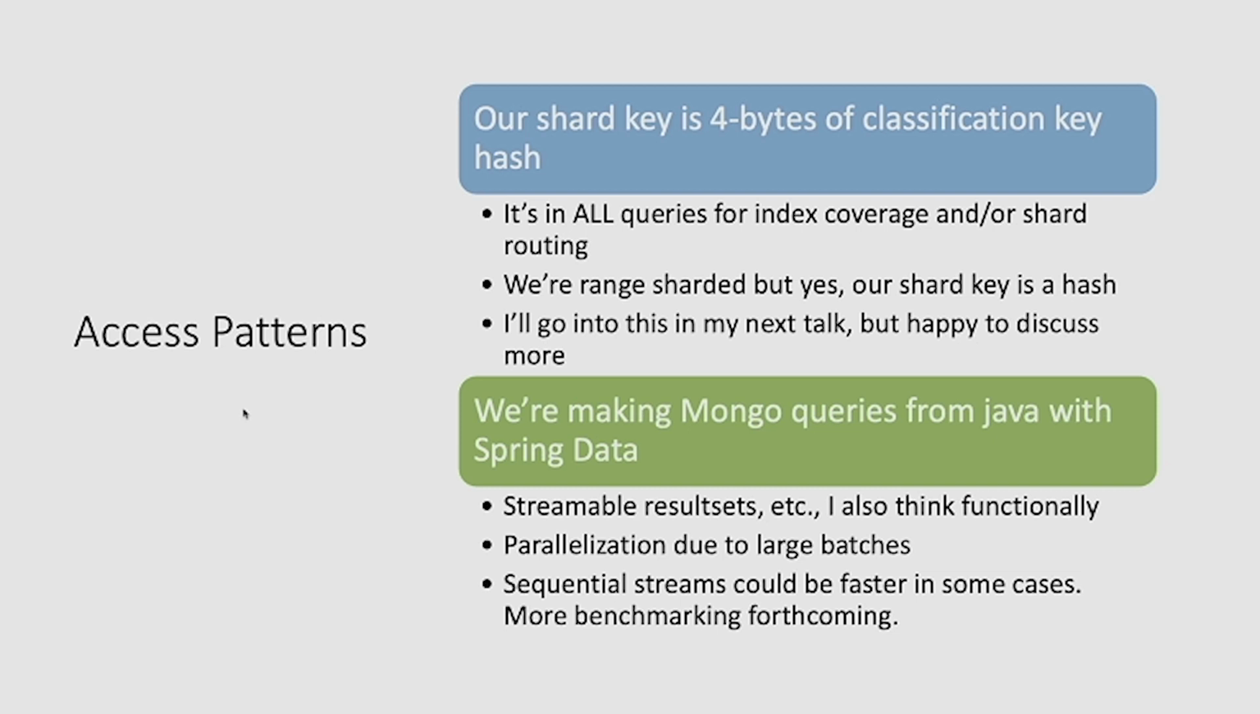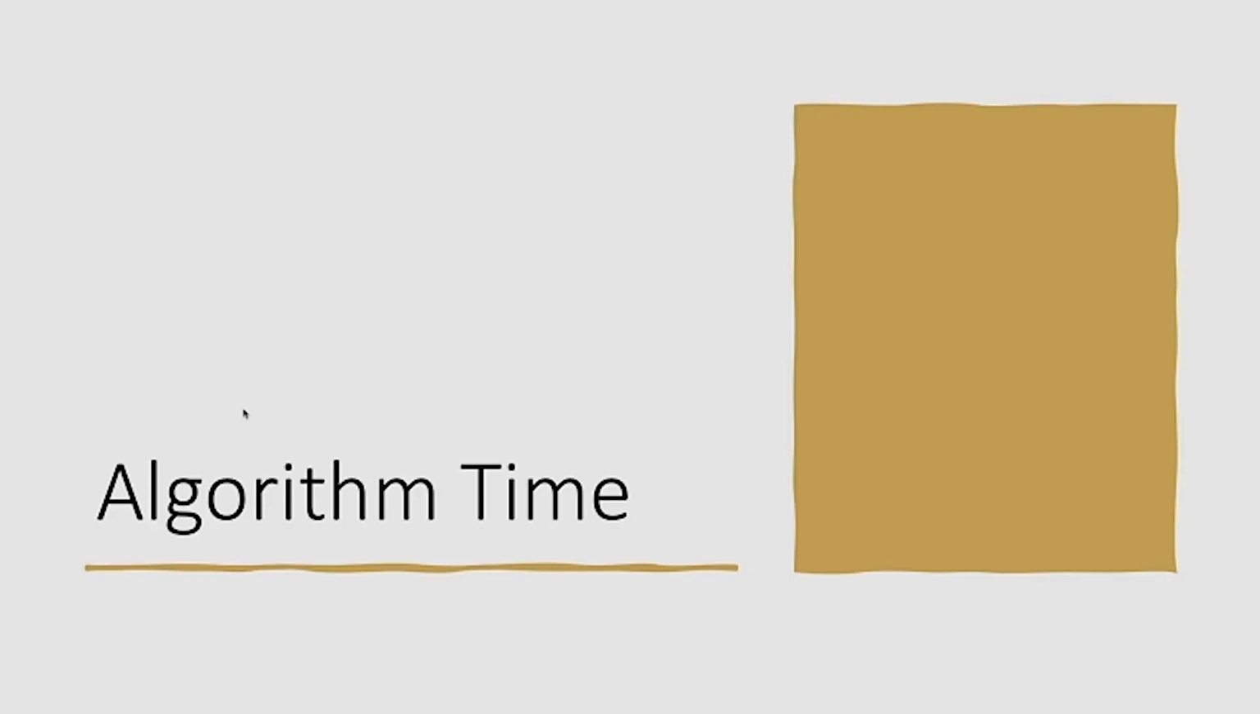We're making Mongo queries using a Spring Data library. That gives us a lot of streamable result sets, things like that. I also tend to think functionally when I'm writing code. I have some Clojure background. But again, internal parallelization in a job is useful due to large batch sizes and some pretty beefy worker nodes. You do get diminishing returns parallelizing with small batches and easy workloads. So for some of this, sequential streams could be faster, but I just have some more benchmarking to do. We're actually in early days for this stuff.